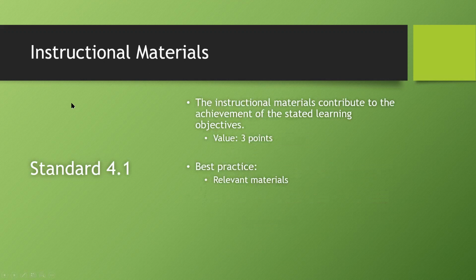So standard 4.1 is a 3-point value, and it says that instructional materials contribute to the achievement of the stated learning objectives. Basically, you want to have relevant materials that are going to work along with those module and course objectives that you stated. You don't want to have a material just because you like it and it really has no relevance to the course. We've actually seen some courses where they're filled with a lot of instructional materials, but the instructional materials don't coincide with those learning objectives. So you want to make sure that your materials are relevant to the course and module objectives.